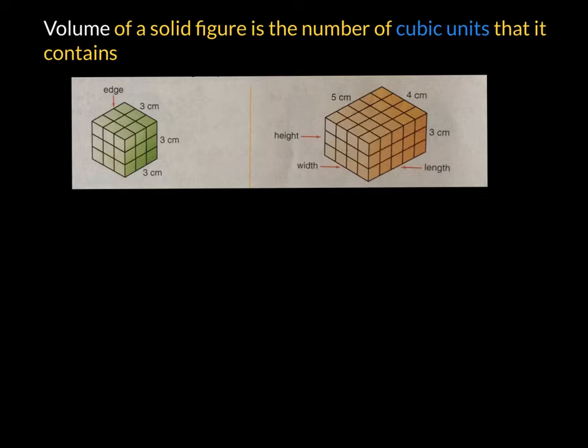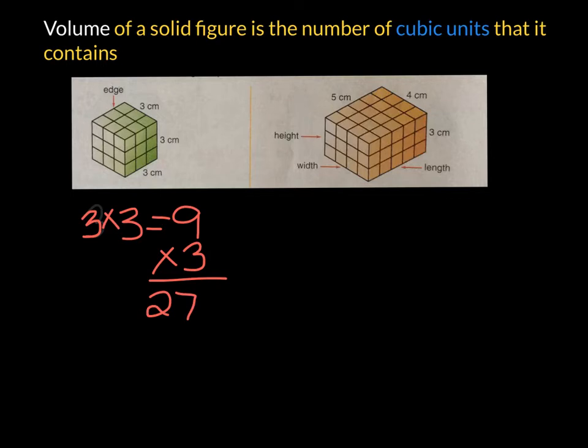In this first one, the green shape, we can see that it has 3 times 3 per layer. So there are 3 cubes by 3 in each layer, which gives us 9 cubes on each layer, but then we also see there are 3 layers of cubes. So we would multiply that by 3 and get 27. For the units, it's centimeters, and for volume, it's cubed. So you put a little 3 there.